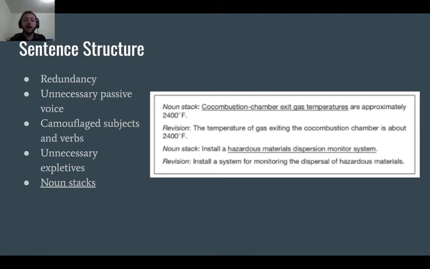You go to the next one. The temperature of gas exiting the combustion chamber is about 2400 degrees. So you don't have all those nouns stacked on top of each other, muddling up everything. Everything breathes a little easier. It flows nicer when you say it out loud, when you say it in your head. You got to imagine the reader you're trying to communicate to, right?